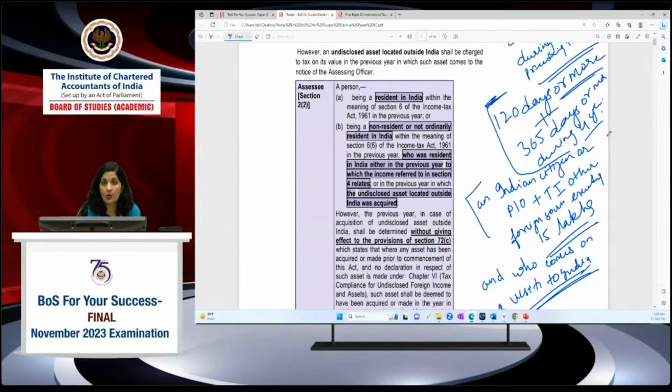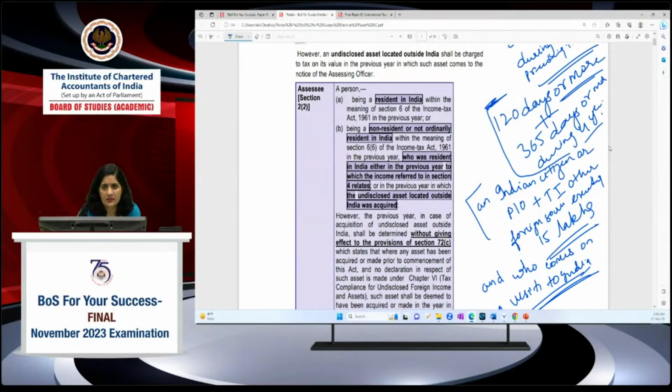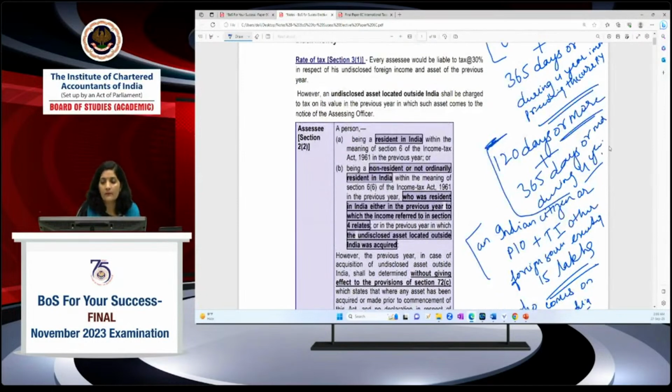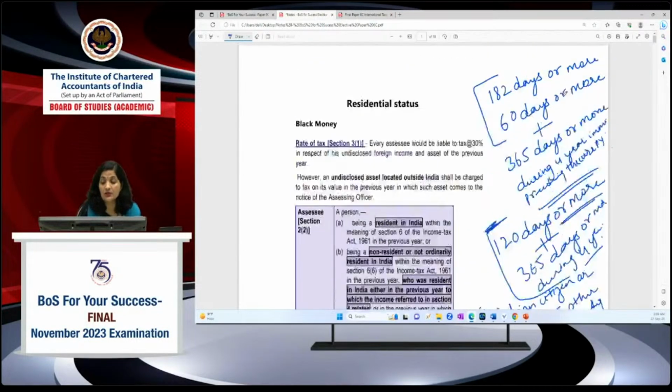तो इस केस में क्या होगा? आपको suppose during the previous year he satisfies these conditions of 120 days satisfy किया या 182 days satisfy किया, then 60 days का condition satisfy किया. If he is permanently coming, then you need not see the 120 days plus 365 days condition. You have to see the 60 days or more plus 365 days or 182 days or more.